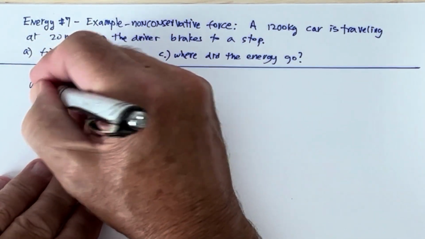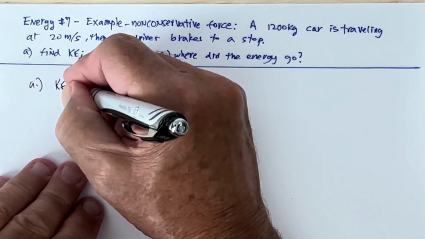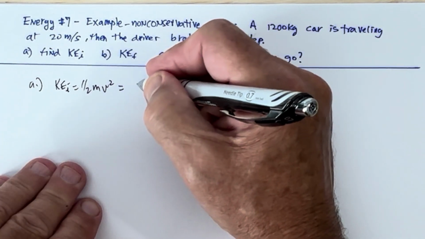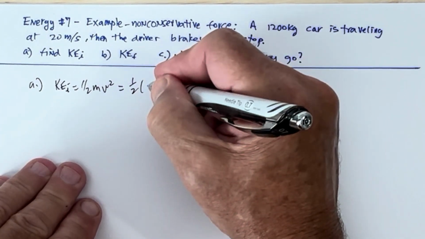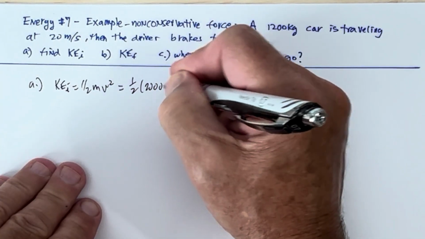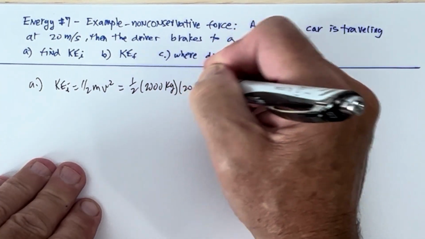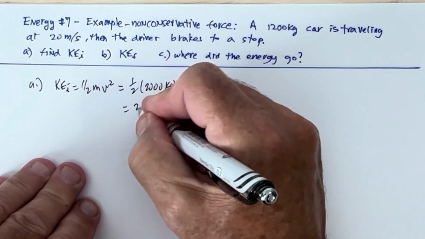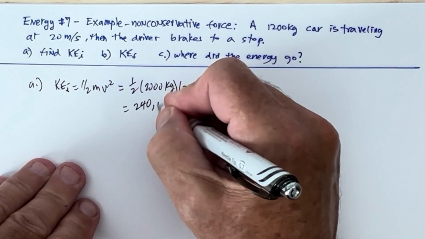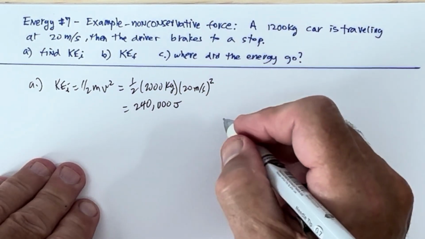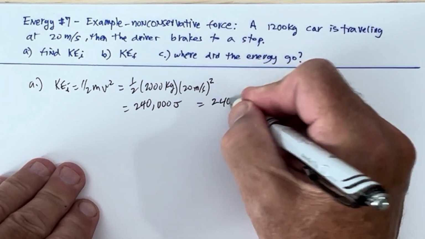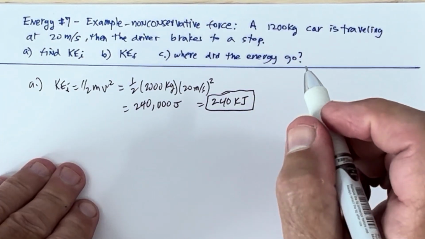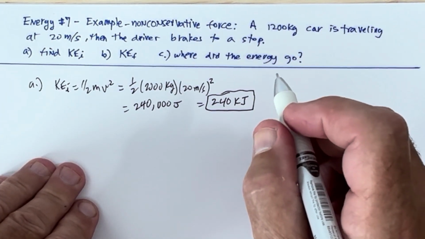So for part A here, the kinetic energy initial is equal to 1/2 mass times velocity squared, and that's equal to 1/2, and then the mass of the car is 1,200 kilograms, velocity is 20 meters per second, quantity squared. That turns out to be 240,000 joules. I just did the math for you. We can say that's 240 kilojoules. That's how much energy the car possesses due to its motion when we apply the brakes.